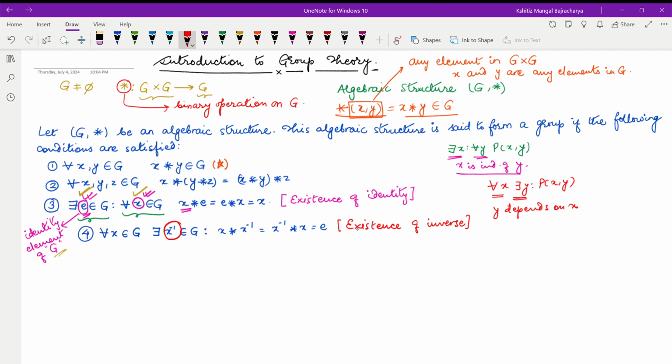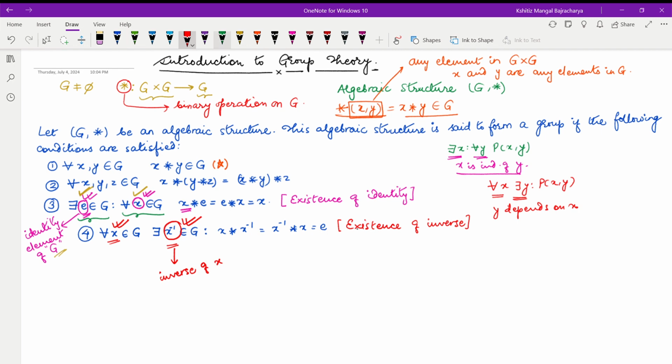So as per the value of X, the value of X inverse will change, and this X inverse is said to be the inverse of the element X because the value of X inverse changes with X. So it will work only for a given value of X at a time. If we change X, the value of X inverse will change. Okay, that's all about it.